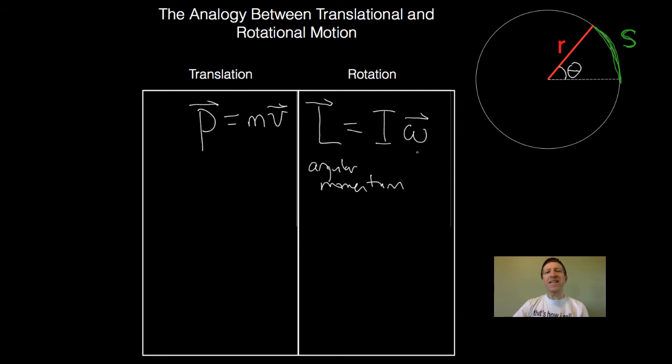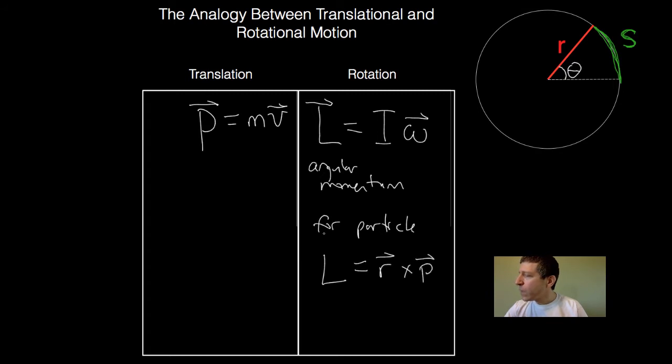So that is the angular momentum of a solid object, or really of any object. We will also find out for a particle, we have this equation: L is equal to r cross p. And we'll talk about that cross product as well.